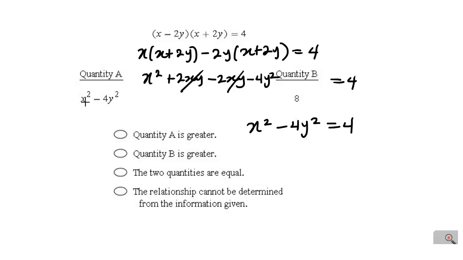So if you look at quantity A, we have x squared minus 4y squared, and quantity B is equal to 8. Since x squared minus 4y squared is equal to 4, so we can say that quantity A is 4, while quantity B is what, 8. So obviously quantity B is greater than quantity A.